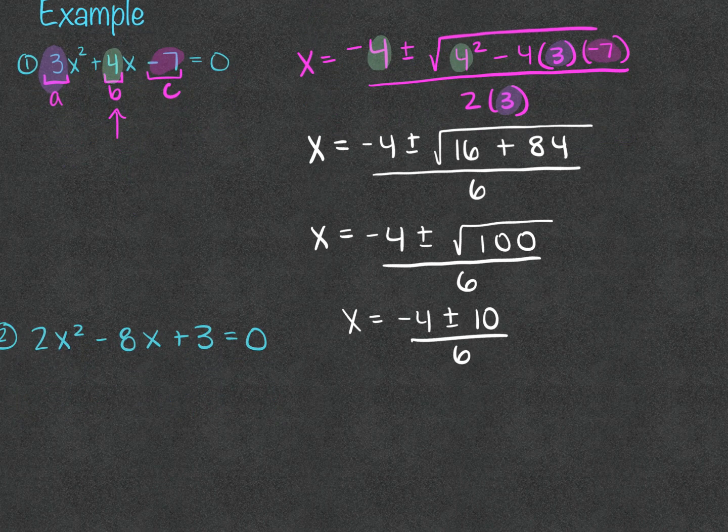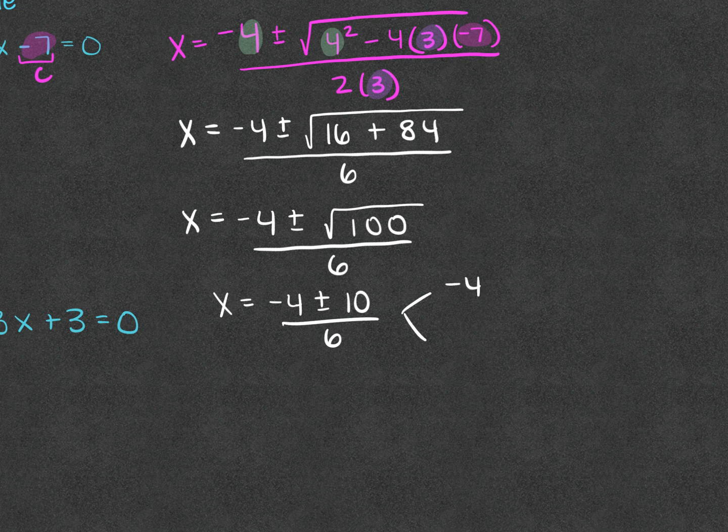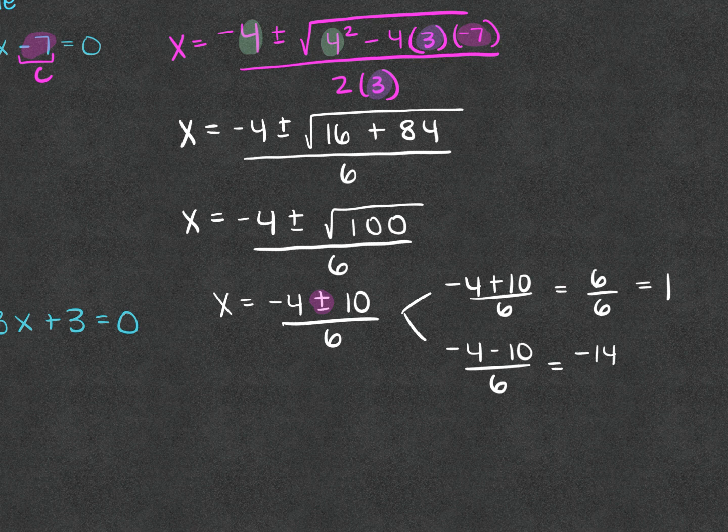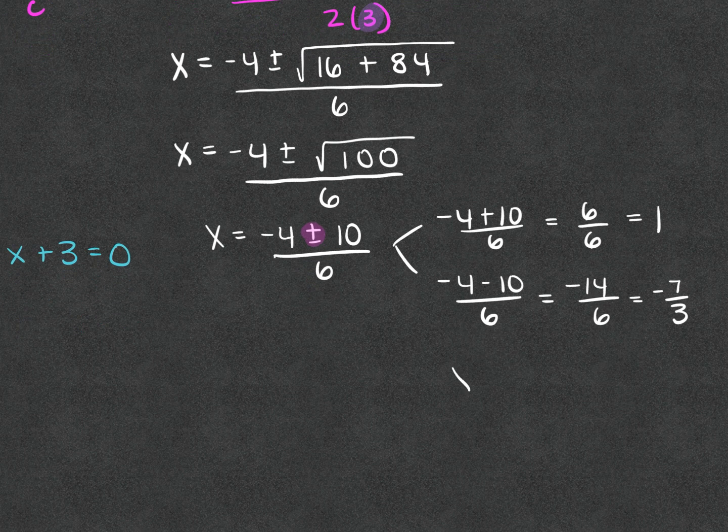And then once you get to this point, this breaks up into two different answers because we have -4 plus 10 over 6, and we have -4 minus 10 over 6. And that comes from this plus or minus right here. So then this would be -4 plus 10 is 6 over 6, so 1. -4 minus 10, -14 over 6. And we're just going to simplify that to -7 over 3. So my final answers for this would be x equals -7 over 3 and 1.